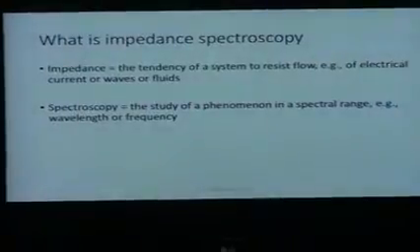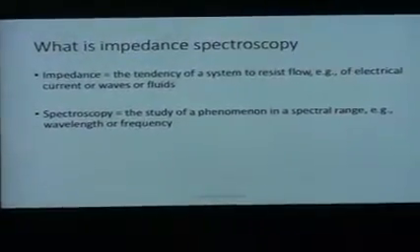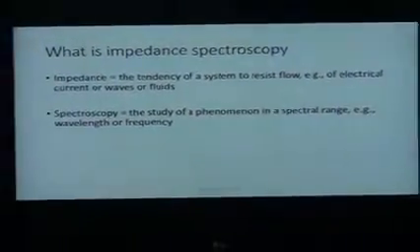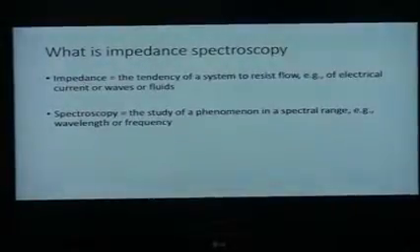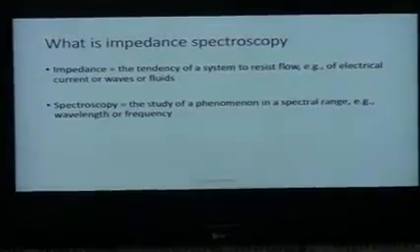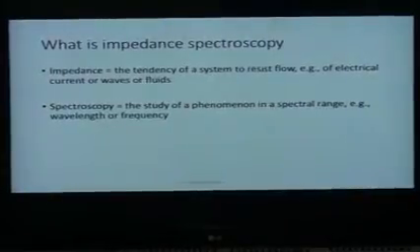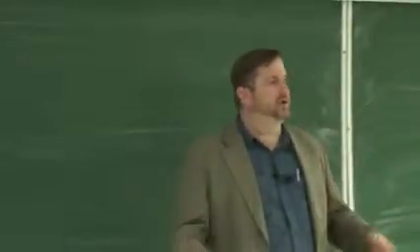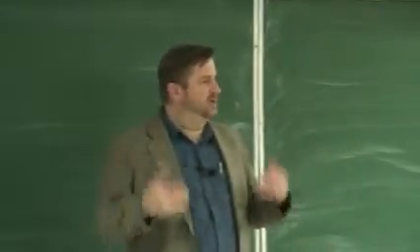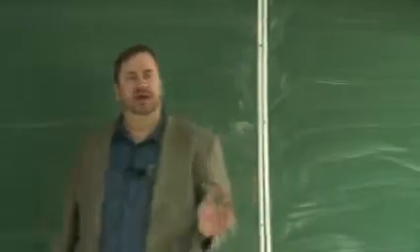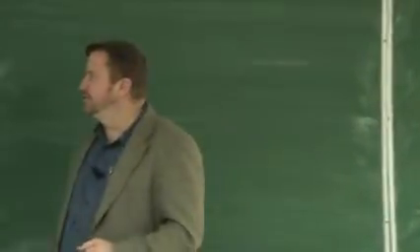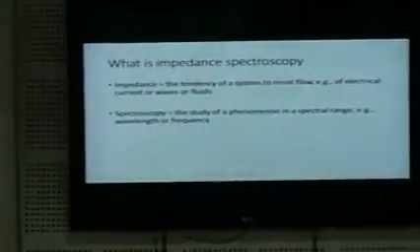So the first point is, what is impedance spectroscopy? And I guess it's pretty easy to break down those words. Impedance is the tendency of a system to resist the flow of charge. So it's like a resistance, but it can incorporate other types of effects, Coulombic effects, for example, that would oppose the flow of charge. And then spectroscopy is the study of some phenomenon.